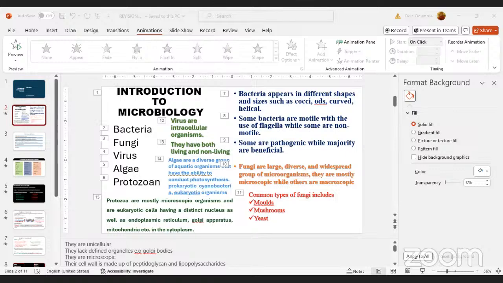And those of them that are not pathogenic, those ones are actually non-pathogenic. Those ones are beneficial.